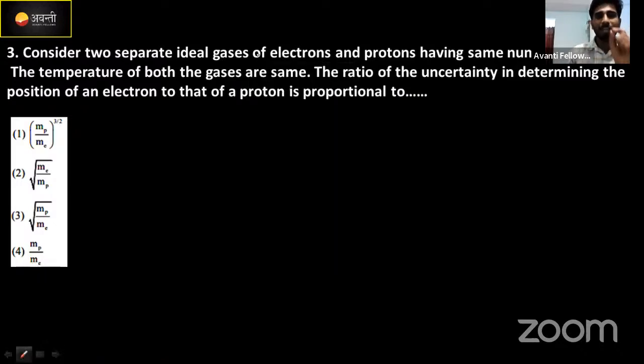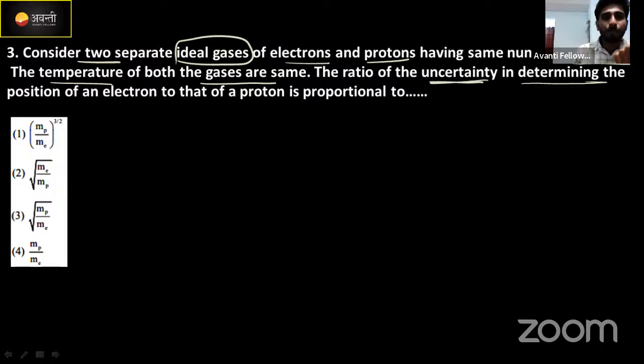Consider two separate ideal gases. कितना है? Two separate ideal gases are there. Okay, electrons and protons having the same number of particles. Electron का particles and protons का particles एक group है ना, same ही है numbers. Okay, the temperature of both the gases are same. Temperature also same. The ratio of uncertainty in determining the position of an electron to that of a proton is proportional to.